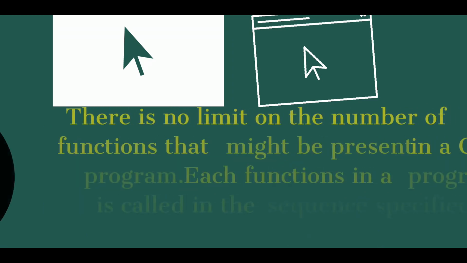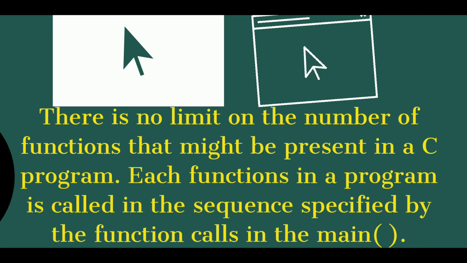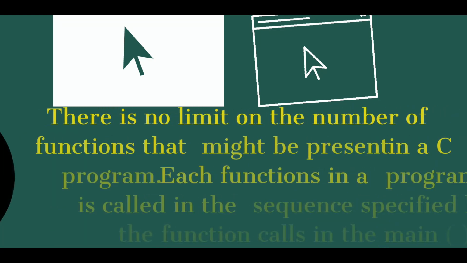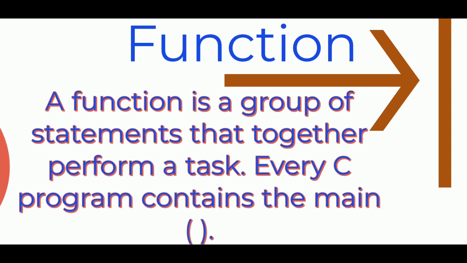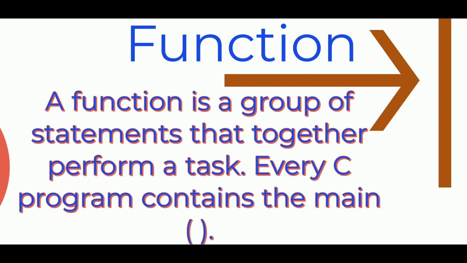Each function in a program is called in the sequence specified by the function calls in the main function. After each function has done its work, control returns to the main function. When the sequence of statements in the main function is completed, the program ends. It is a collection of statements that performs a specific task.